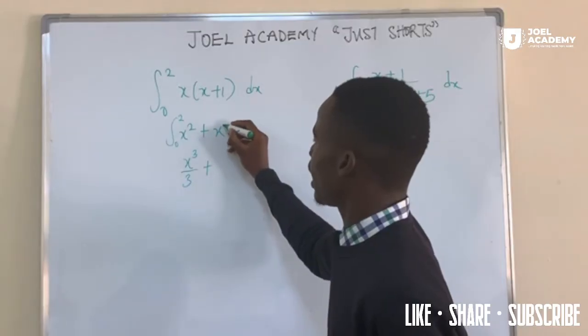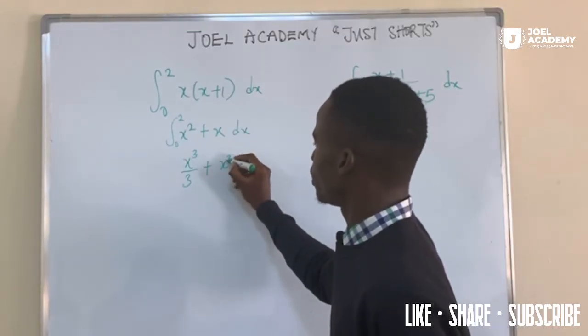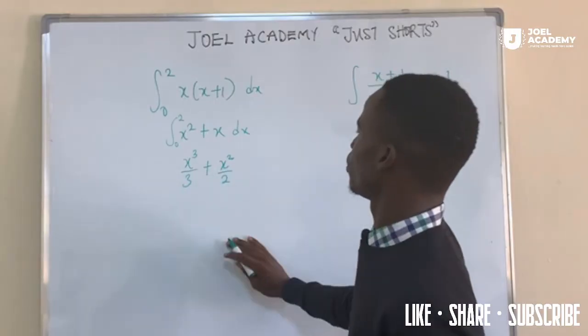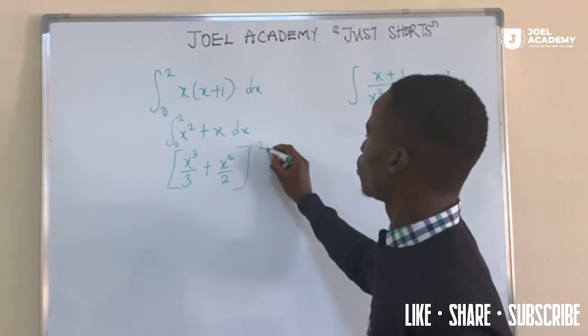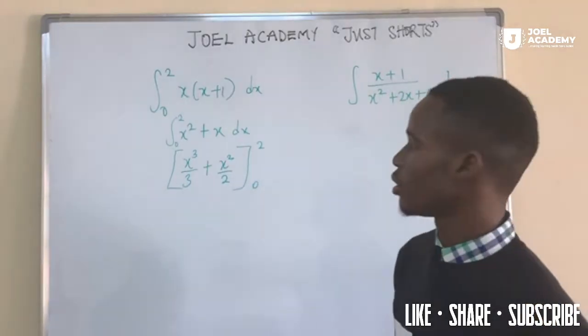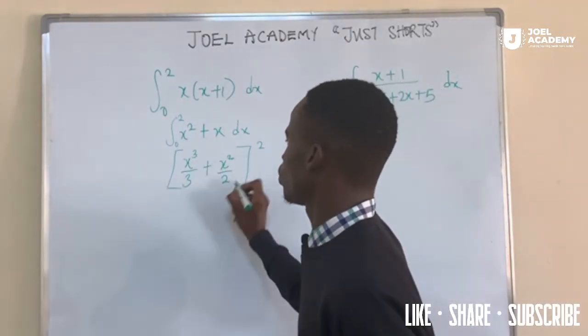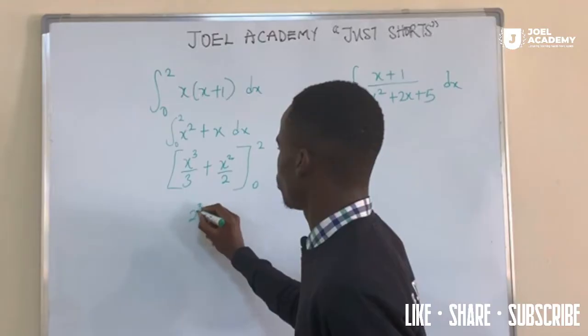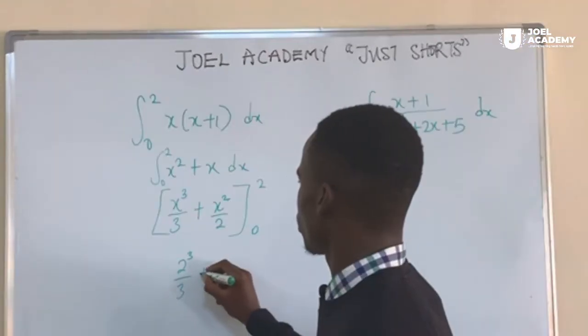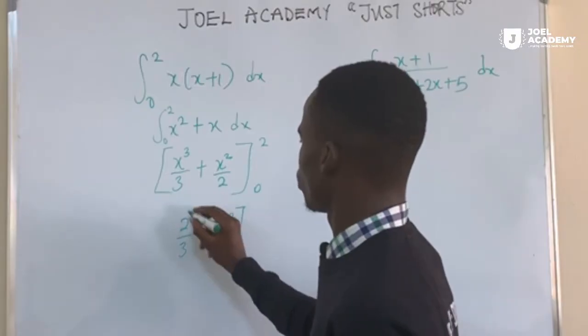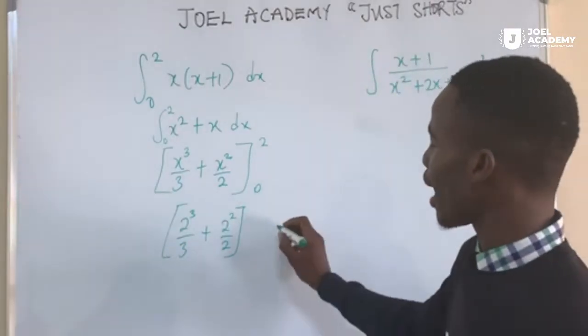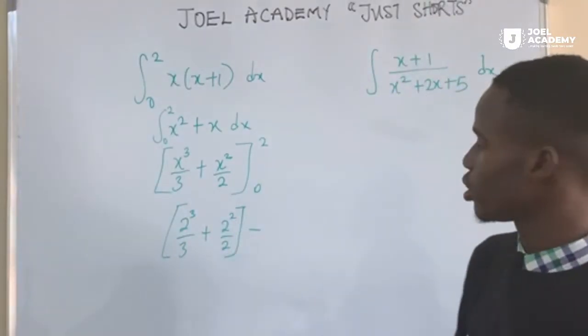The power here is 1, add 1, becomes x squared. This same thing, bring it down. So upper limit is 2, lower limit is what? 0. So let's fix in upper limit into this whole thing. We'll be having 2 cube over what? 3 plus 2 square over what? 2. So this upper limit, minus is always minus.